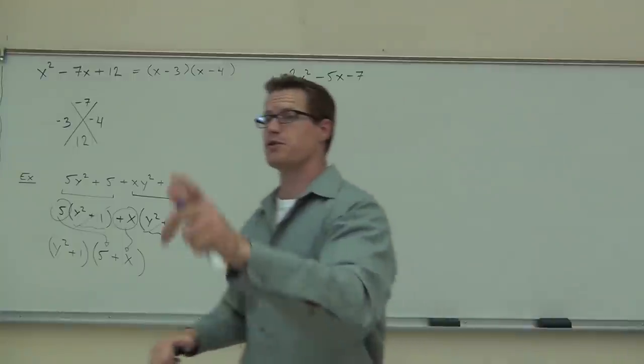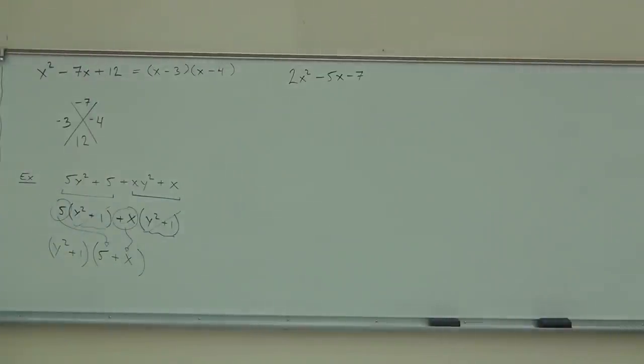Okay, let's go through our steps. First thing you look for, what's the first thing you look for? GCF. Good. Does it have a GCF here? Does it have a greatest common factor? Unfortunately not. So there's nothing we can factor out, but you know what? You still should look for it every single time.